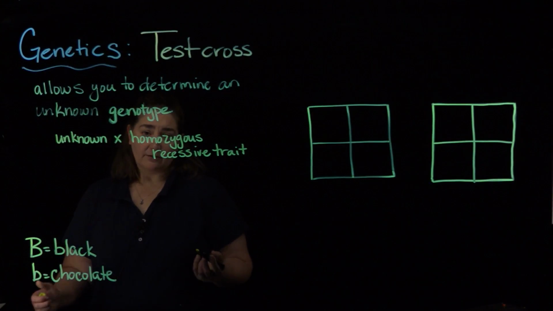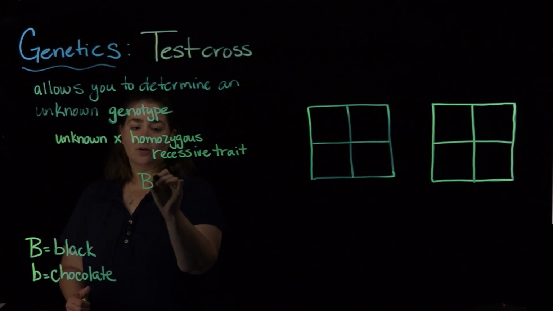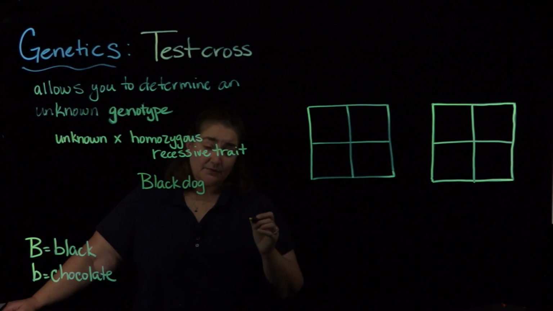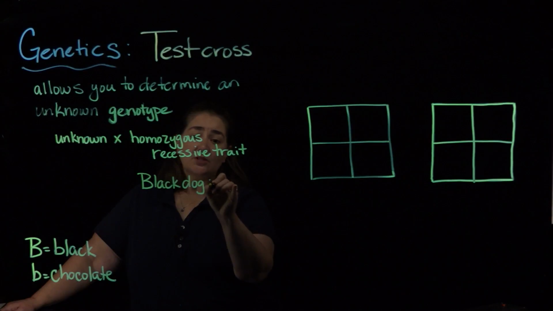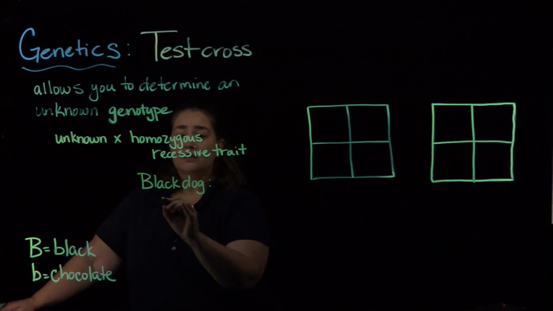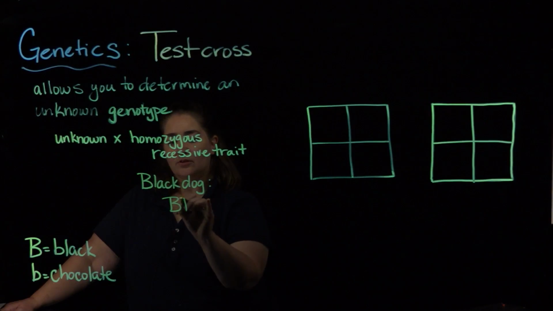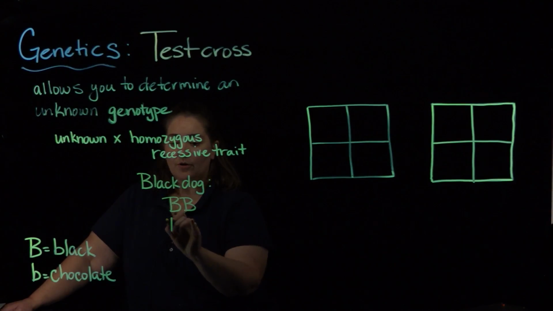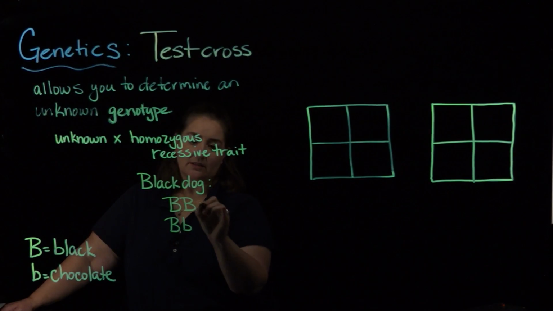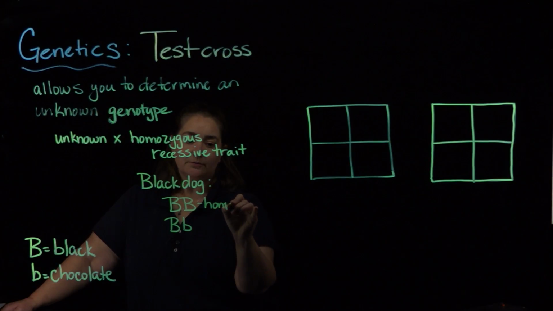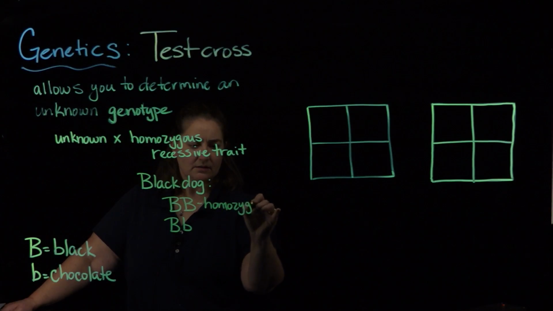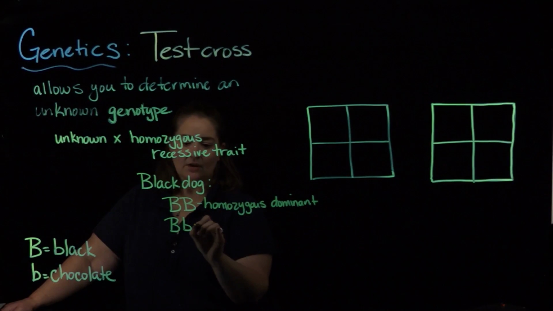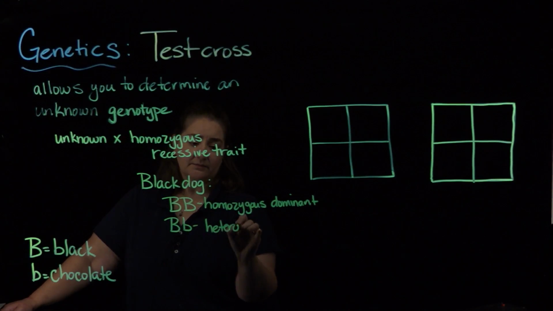So, for example, if we have a black dog, we know its phenotype because we can see the coat color. But what we don't know is that dog's genotype, because the black dog could either be homozygous dominant, or the black dog could be heterozygous.